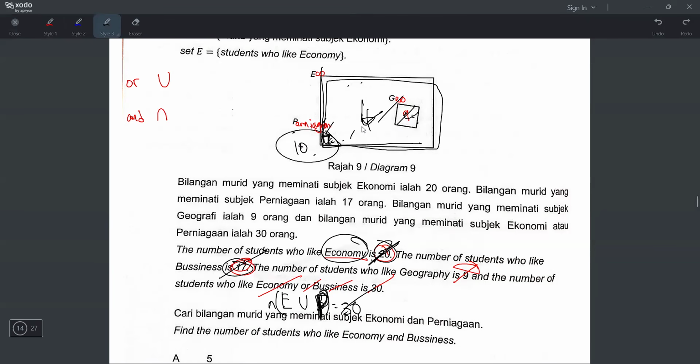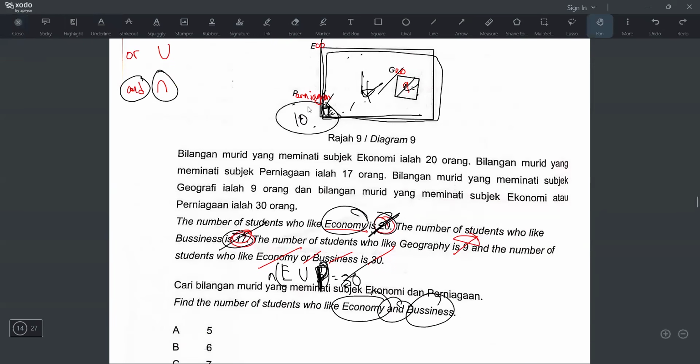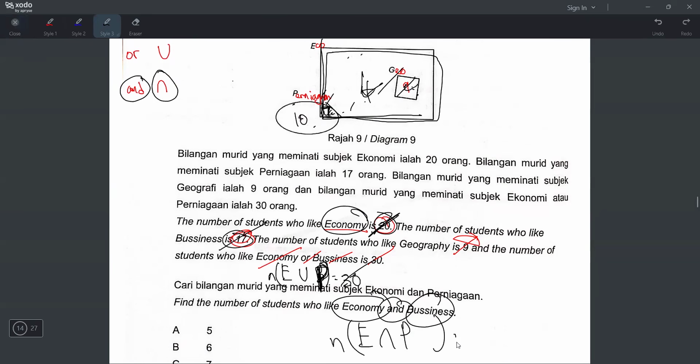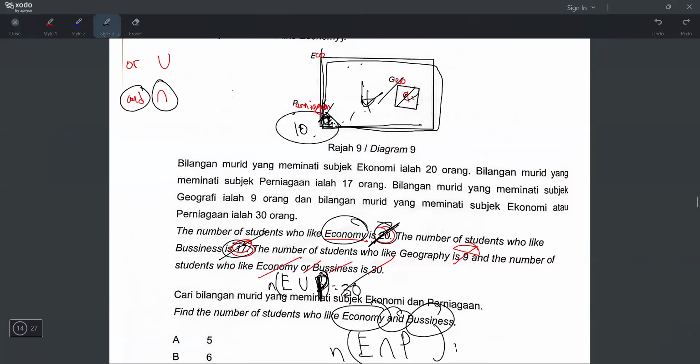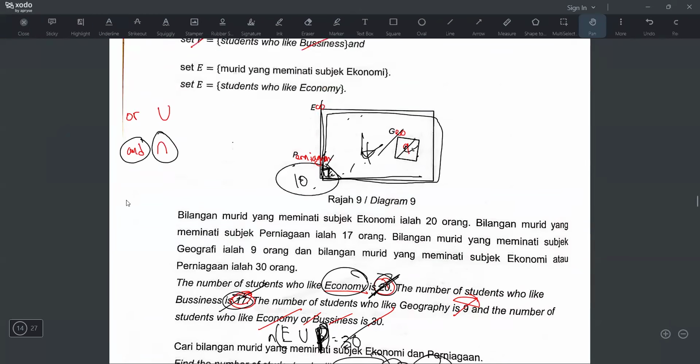So now, they said find the number of students who like economy and business. Okay, saya sudah cakap and means intersect. So economy is set E, and is intersect, business is P, perniagaan. So this is what they want to find, the number bilangan. So E intersect P is 7 lah. So the answer is C. Okay, 7. So E intersect P means the economy and perniagaan. Economy and perniagaan is this region. This is the overlap region of economy and perniagaan. That's why the answer is 7. Okay, hope you understand.